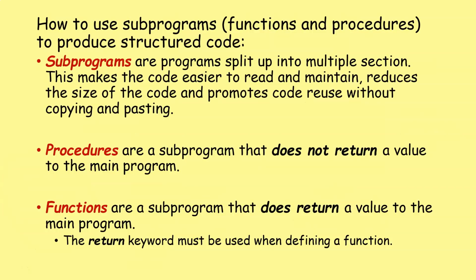Subprograms. We love subprograms. Subprograms are programs split into multiple sections. This makes the code easier to read and maintain, reduces the size of the code, and promotes code reuse without copying and pasting. There are 2 types of subprogram, procedures and functions. Procedures are a subprogram that does not return a value to the main program. Functions are a subprogram that does return a value to the main program. For functions, the keyword return must be used when defining the function. So a procedure doesn't return anything, a function does.